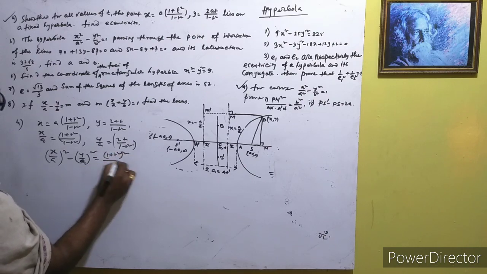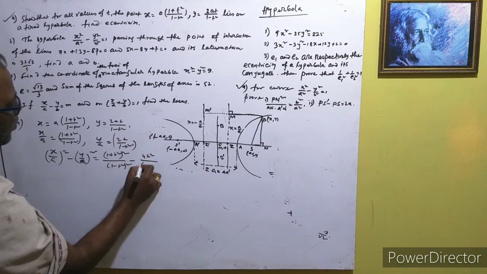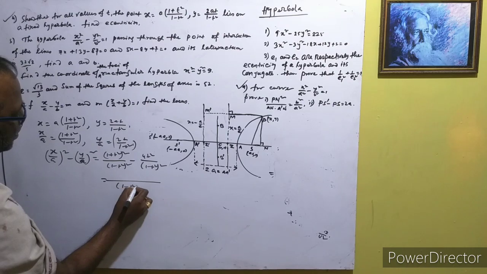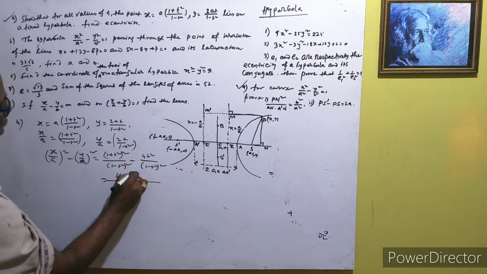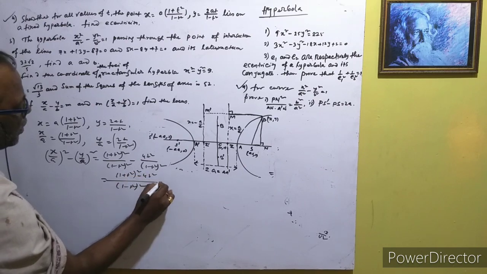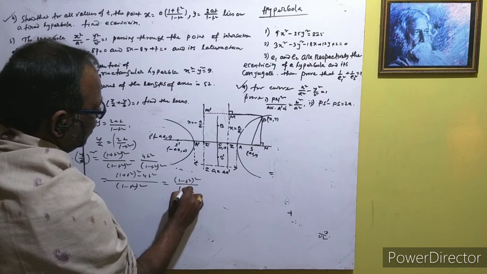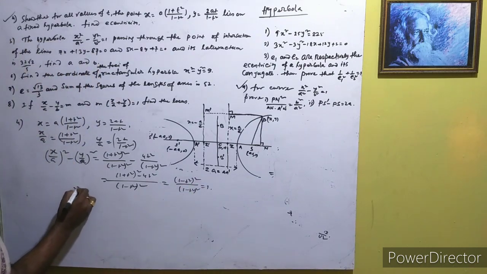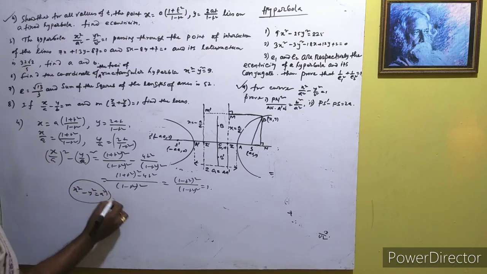See the calculation here: (1 plus t square) whole square by (1 minus t square) whole square, minus 4t square by (1 minus t square) whole square. Take the LCM, (1 minus t square) whole square, and we get (1 plus t square) whole square minus 4t square. So you can write (1 minus t square) whole square by (1 minus t square) whole square equal to 1. So you can write x square minus y square equal to a square. So it's a rectangular hyperbola.